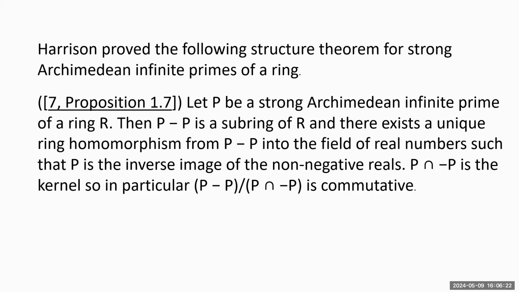In this result, we don't assume R is commutative, but now we know it will be the ring modulo P intersection negative P, which will be isomorphic to a subring of the reals, so this will be commutative. So by using this result, we can prove the following.